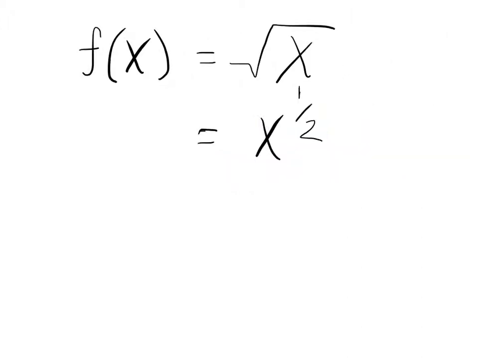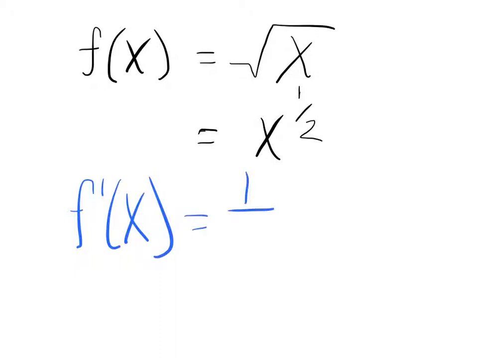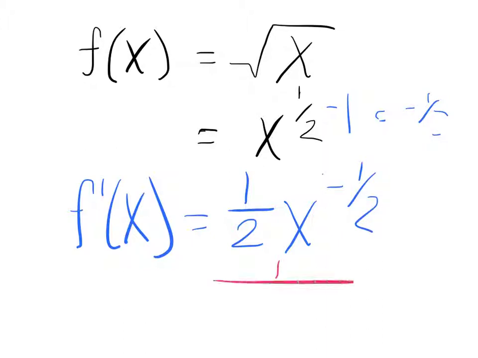Derivatives can also be found for functions whose powers are not whole numbers. For example, this function, the square root of x, can be written as x to the 1/2, a fraction. We can find f prime of x the same way, where f prime of x is 1/2 x to the power of 1/2 minus 1, and 1/2 minus 1 equals negative 1/2. Therefore, it is 1/2 x to the negative 1/2, or 1 over 2 root x.